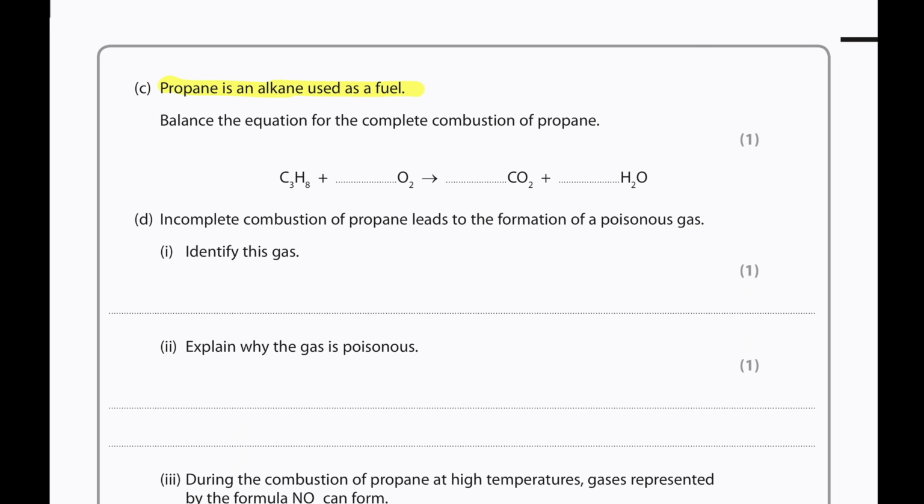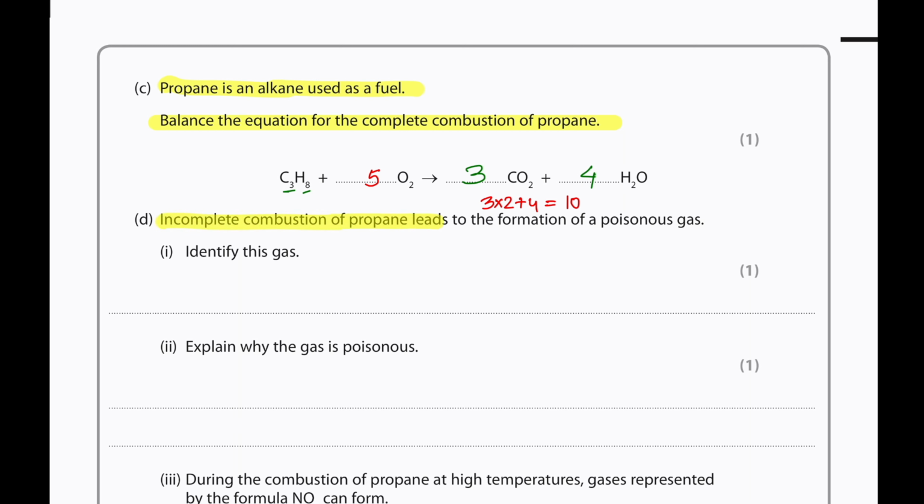Propane is an alkane and it is used as a fuel. Balance the chemical equation for the complete combustion of propane. C3H8 is burned in the presence of oxygen to produce 3 CO2 because there are 3 carbons. Since there are 8 hydrogens, it will produce 4 H2O. Now we need to count the number of oxygens on the right hand side: 3 times 2 plus 4, so 10. We put a 5 in front of O2, 5 times 2, 10 oxygens on the left hand side.